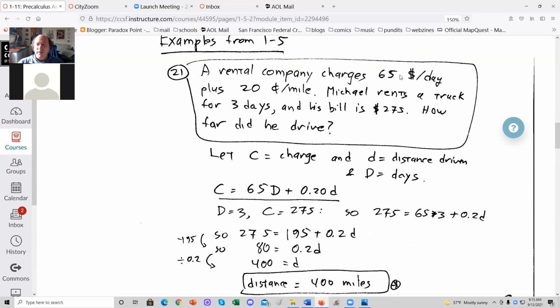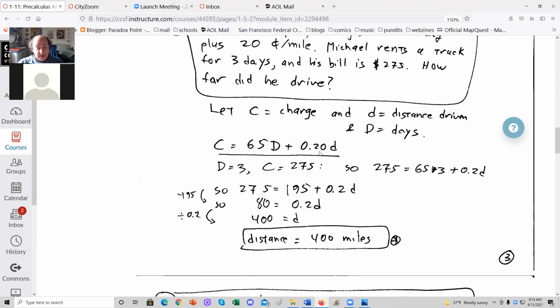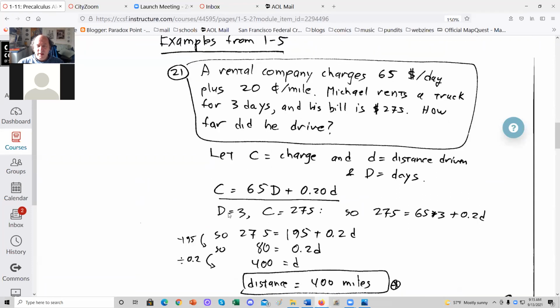Now, $65 a day means the charge is 65 times capital D for the number of days, plus 20 cents a mile, 0.20 little d. That's charge in terms of days and distance. And of course, it's important to make sure that you get 20 cents per mile, and make sure that these units line up. The days is 3, capital D is 3, C charges 275. So you're plugging in and you get 275 equals 65 times 3 plus 0.2d. And now we have our equation.